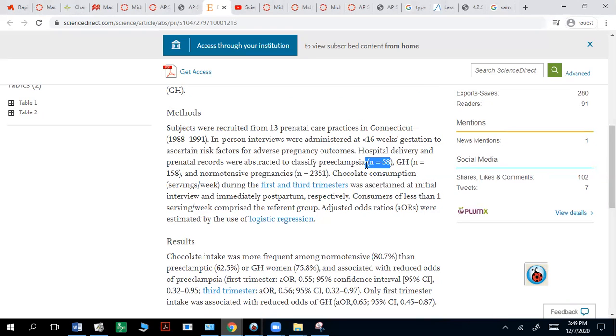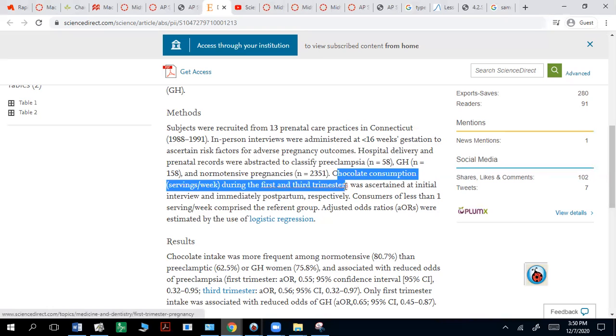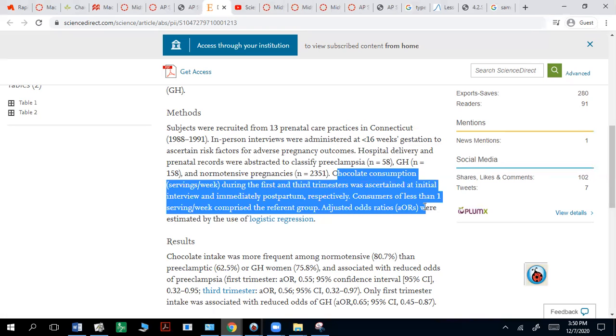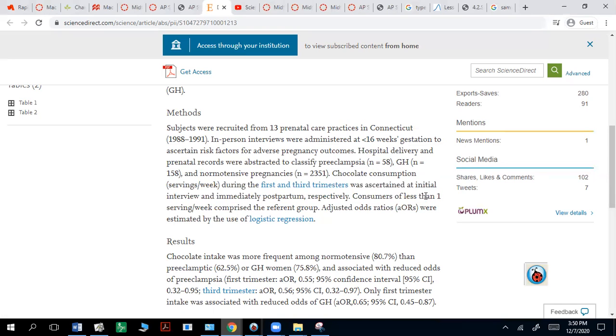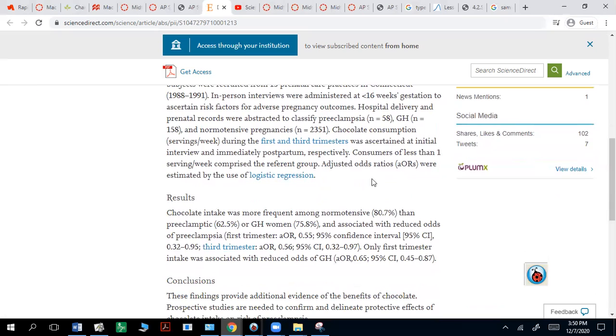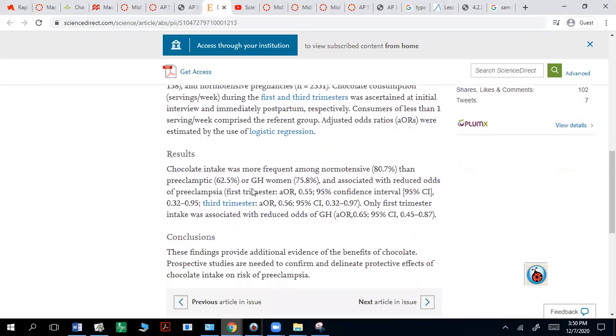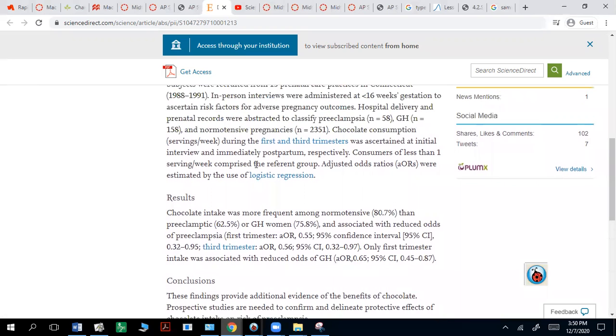This is the number in the experiment. And normotensive pregnancies. Chocolate consumption servings per week during the 1st and 3rd trimesters were ascertained at initial interview and immediately postpartum, retrospectively. Consumers of less than 1 serving per week comprised the reference group. Adjusted odds ratios were estimated by the use of logistic regression. We don't have to know all that, but from that data, we can get a few things.